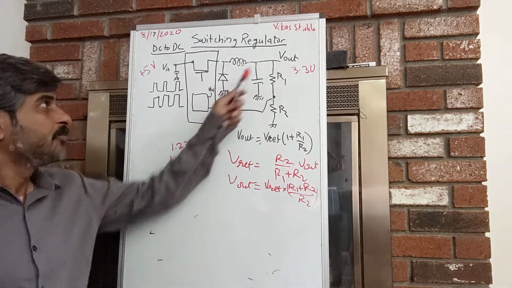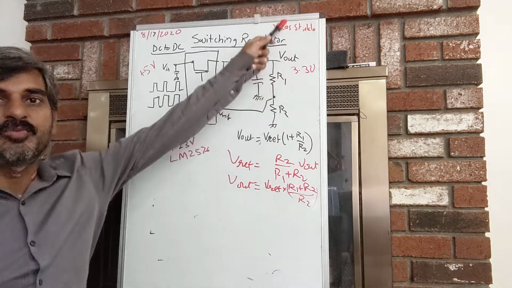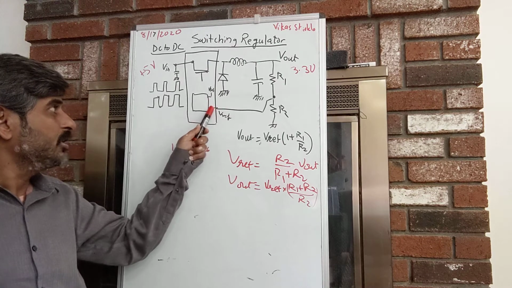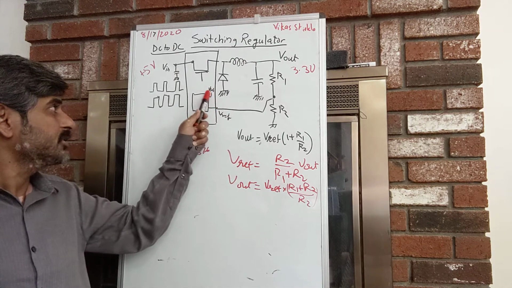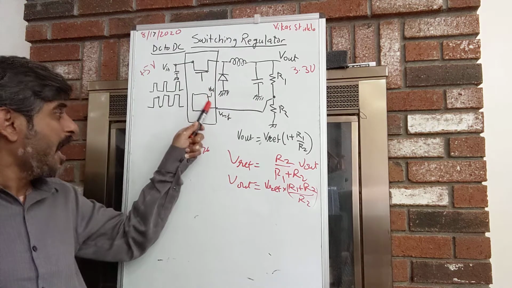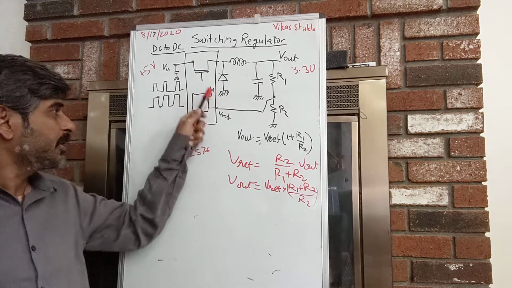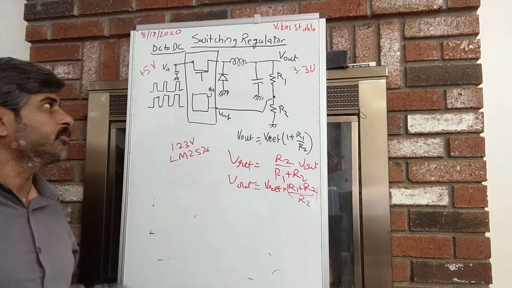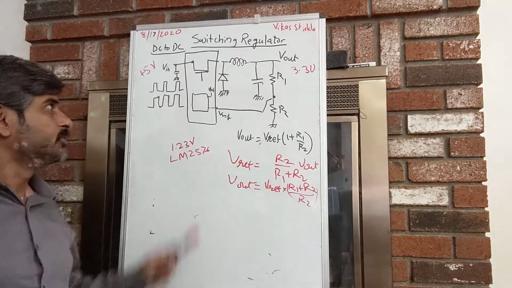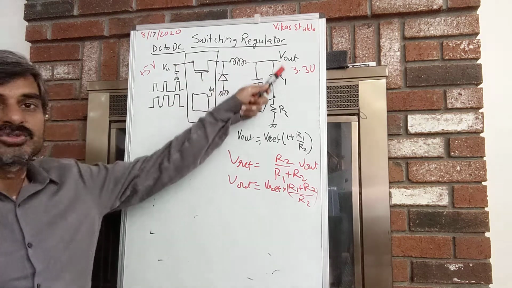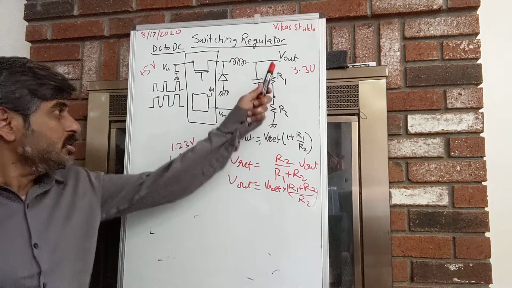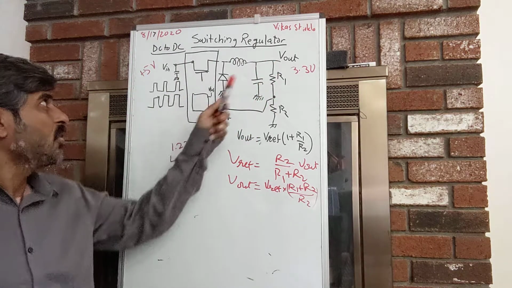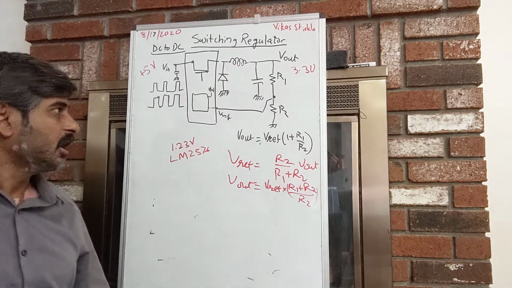On the other hand, if Vout is greater than 3.3 volts, then the feedback voltage is higher than the internal Vref voltage, and the comparator senses it and generates a pulse width which is smaller than the previous pulse width. As a result, Vout starts decreasing. So this whole thing works in a loop, and that's how we get the DC-DC regulator working.